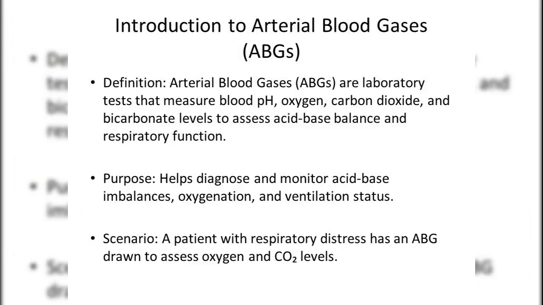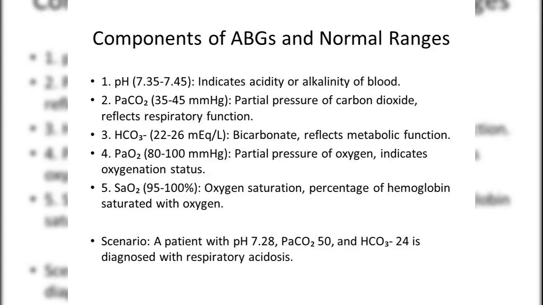Arterial blood gases, or ABGs, are crucial laboratory tests that measure blood pH, oxygen, carbon dioxide, and bicarbonate levels. These tests help diagnose and monitor acid-base imbalances, oxygenation, and ventilation status, especially in patients with respiratory distress. Let's break down the components of ABGs and their normal ranges.